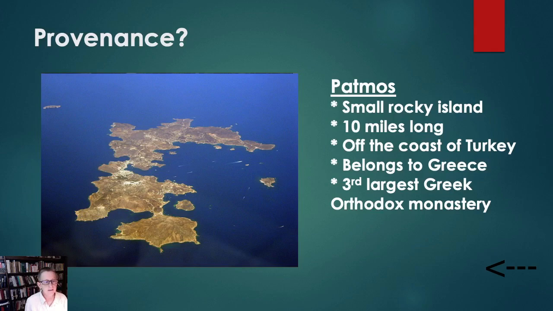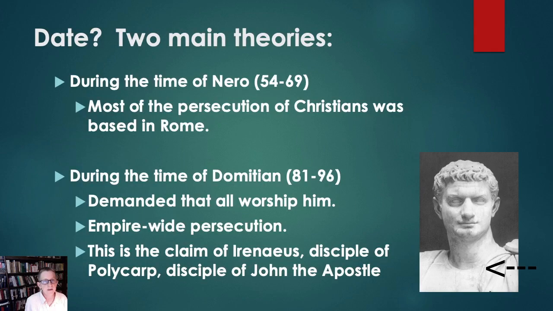Well, then let's move on to some other questions that arise. First of all, when was it written? And there are 2 main theories. One theory is that it was written during the time of Nero, which would have been the middle of the 1st century. The problem with this theory is that most of the persecution of Christians was based in Rome under Nero, and therefore probably the things that are described in the Revelation are too extreme to have been this persecution.